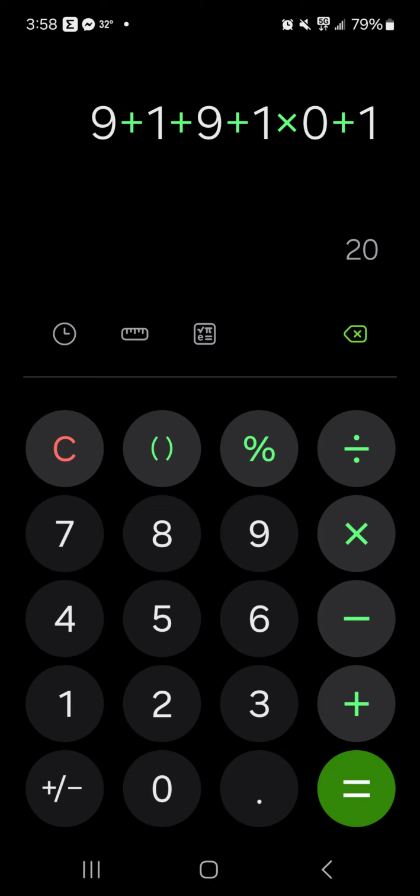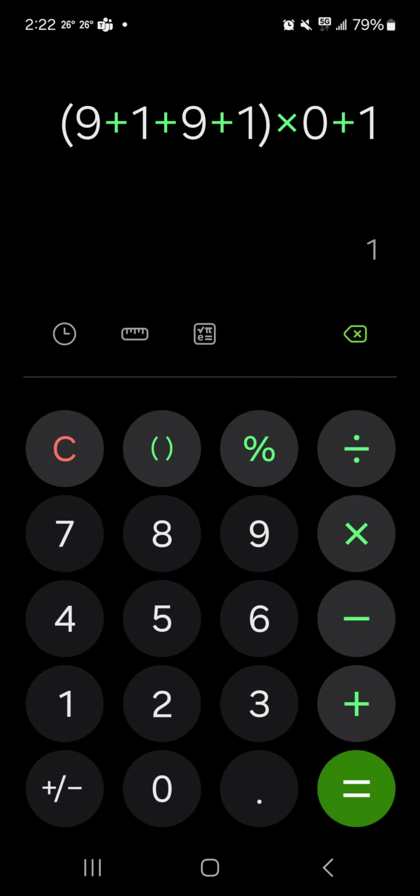Now people will say, no, you need parentheses around the multiplication. No, you don't. Guess what? You need parentheses to get the answer of 1. You'd have to put parentheses around 9 plus 1 plus 9 plus 1, and then multiply that whole thing by 0, and then add 1 to get 1.